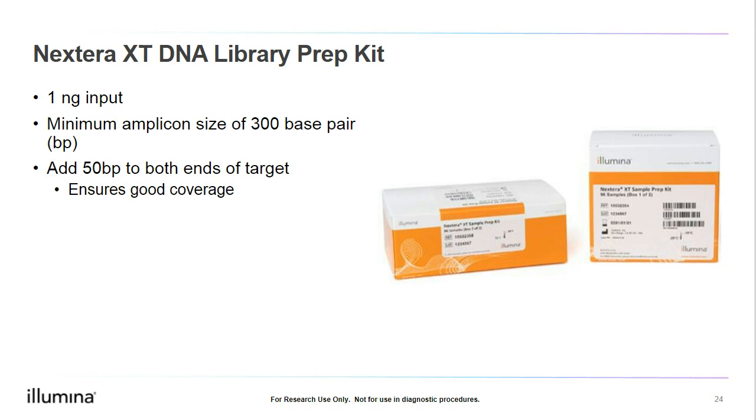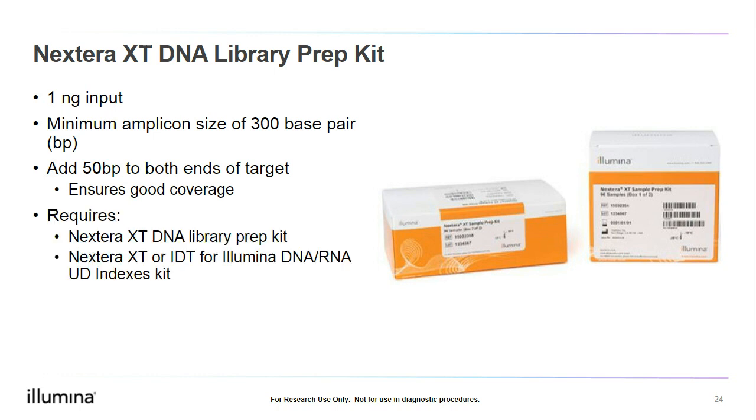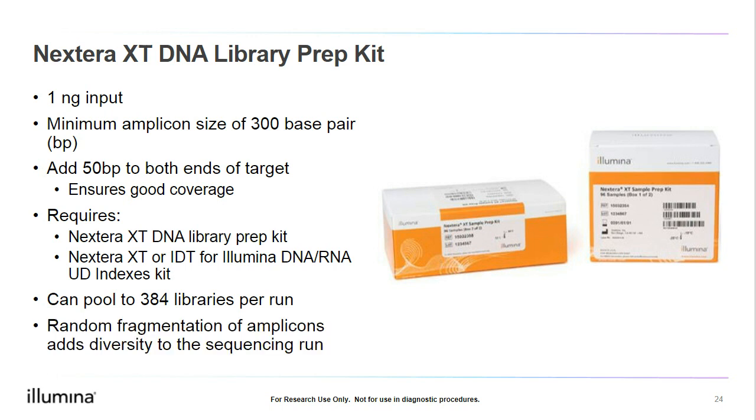Library preparation will require the Nextera XT library preparation kit and 1 or more indexing kits. With multiple indexing kits, we're able to pool up to 384 uniquely indexed libraries per sequencing run. And the random enzymatic fragmentation in the workflow adds base diversity to the final libraries.